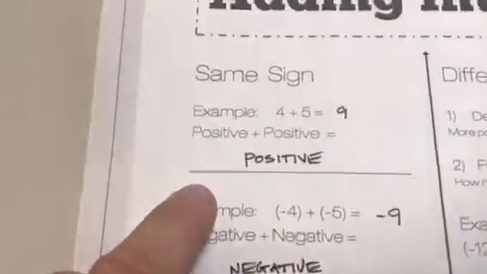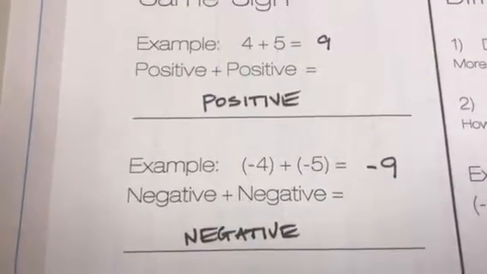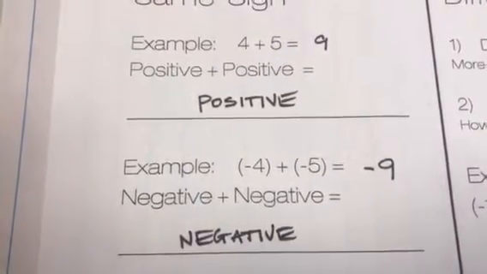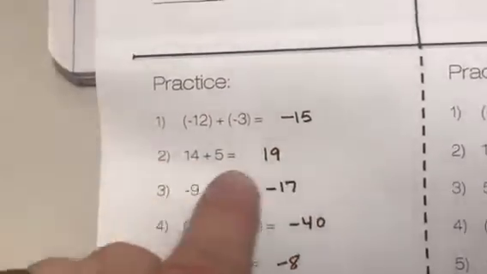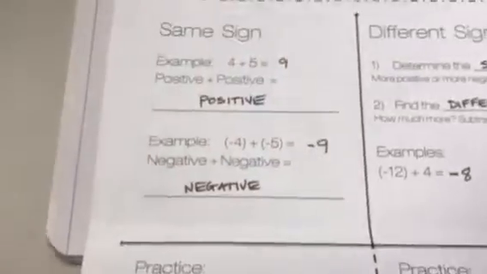If you're adding with the same sign, positive plus a positive is always positive, and negative plus a negative is always negative. So real straightforward. Did some examples today. Both negative, answer negative. Both positive, answer positive. Not a big deal when the signs are the same.